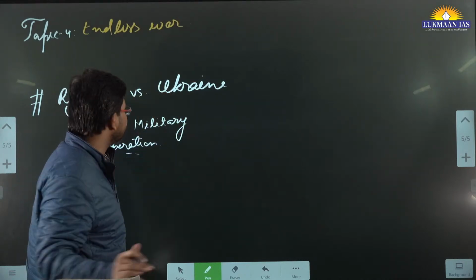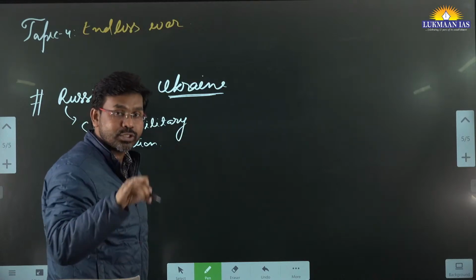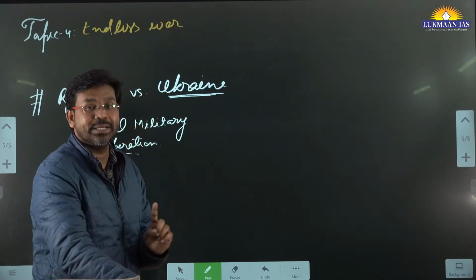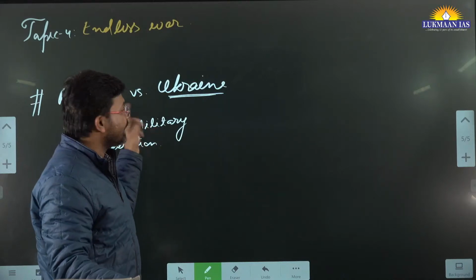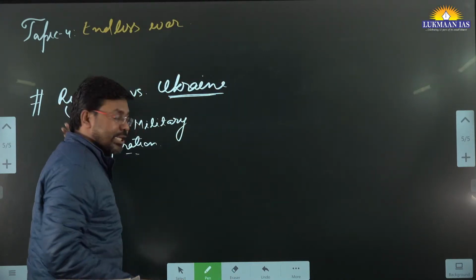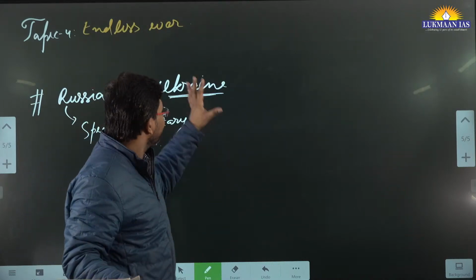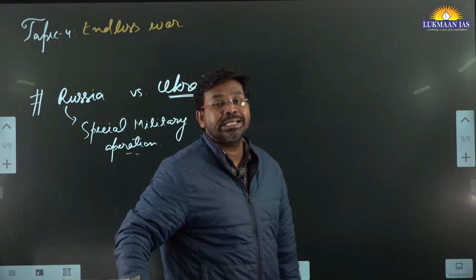However, Ukraine says that we are a sovereign country. The entire territory belongs to us, and Russia has no business in our territory. So Russia should not enter here. That has led to an escalation of war. The Russian president is Vladimir Putin, and the president of Ukraine is Volodymyr Zelensky.